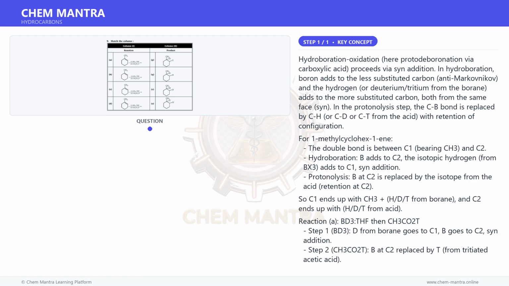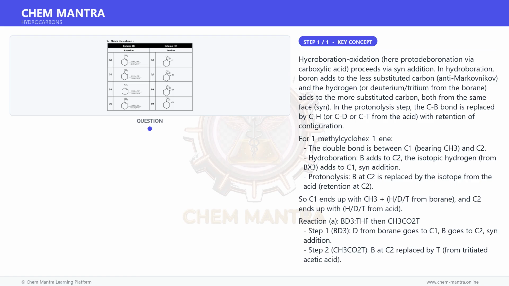So A matches P. Reaction B: BT3, THF then CH3CO2D. Step 1, BT3: T from borane goes to C1, B goes to C2, syn addition. Step 2, CH3CO2D: B at C2 is replaced by D. Result, C1 has CH3 and T, C2 has D. This matches product S, CH3 and T at C1, D at C2.